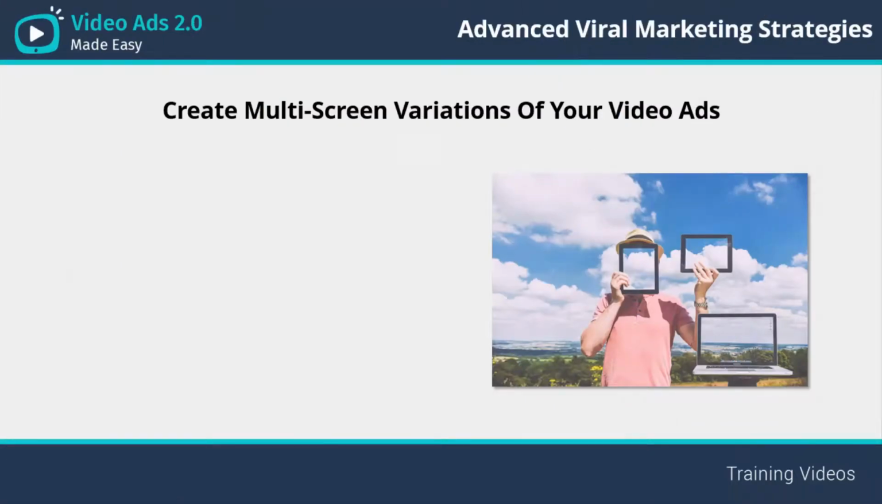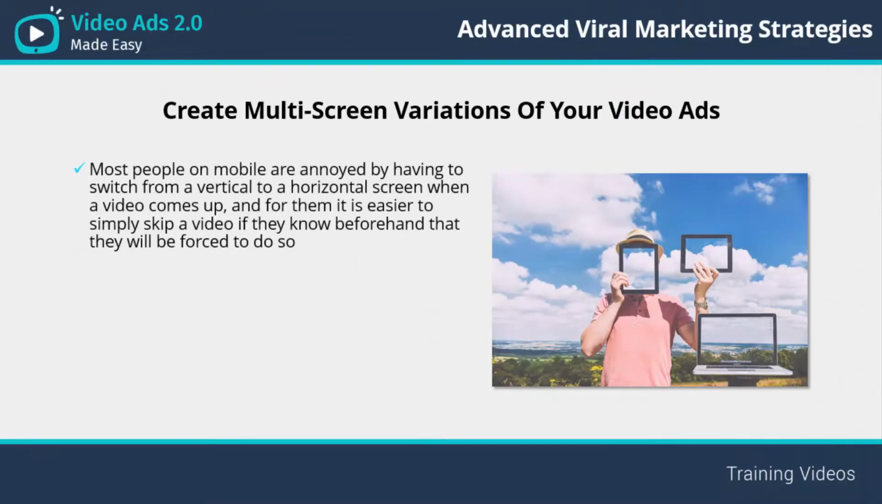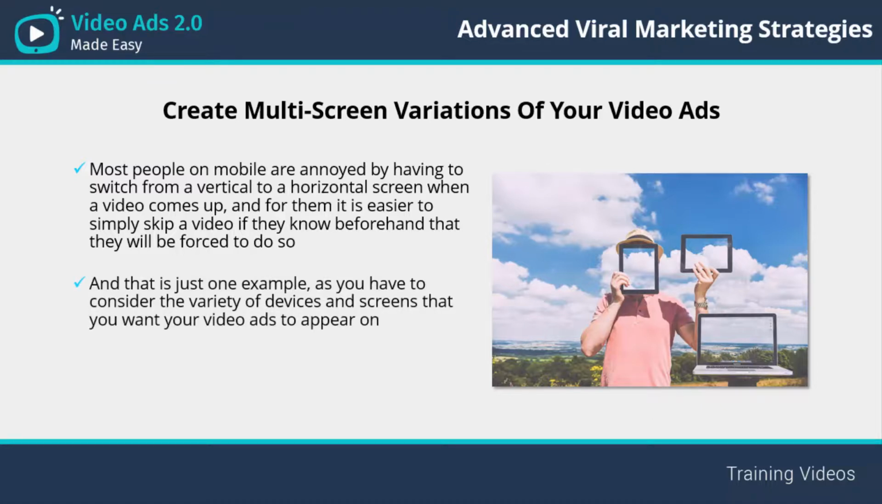Create multi-screen variations of your video ads. Most people on mobile are annoyed by having to switch from a vertical to a horizontal screen when a video comes up, and for them, it is easier to simply skip a video if they know beforehand that they will be forced to do so. That is why you should always create a vertical hold version of your video ad that you can use to target your mobile targets. And that is just one example, as you have to consider the variety of devices and screens that you want your video ads to appear on.